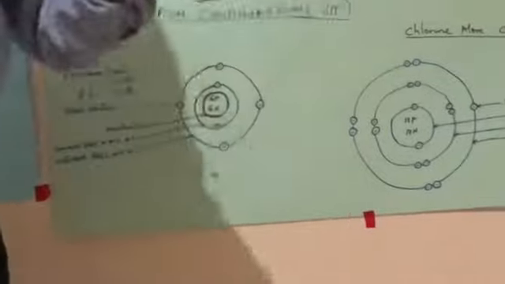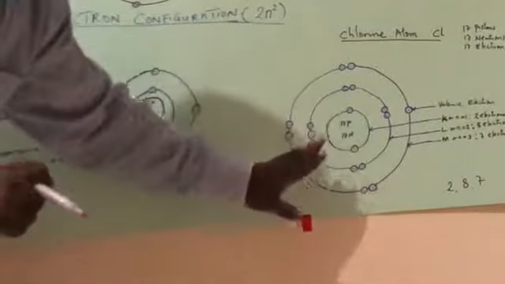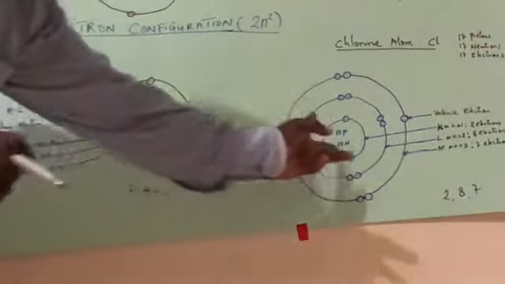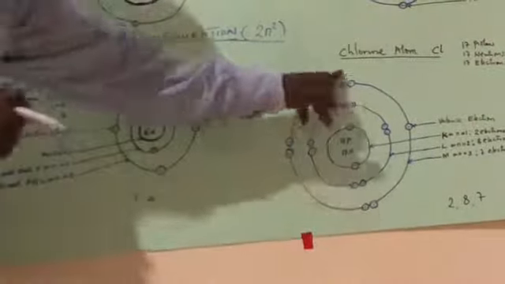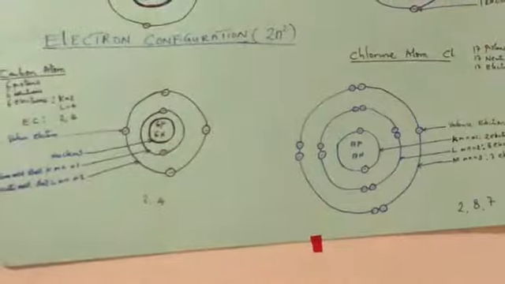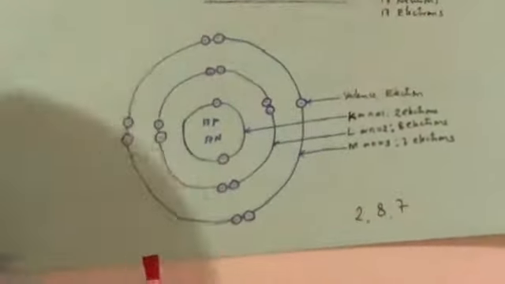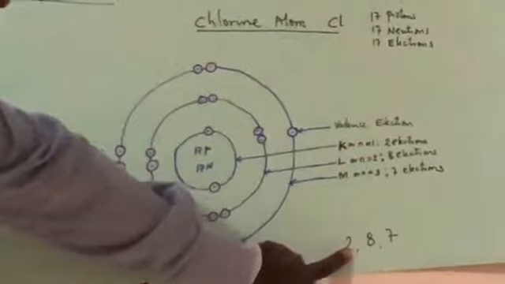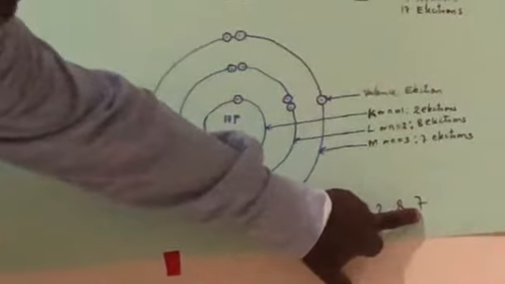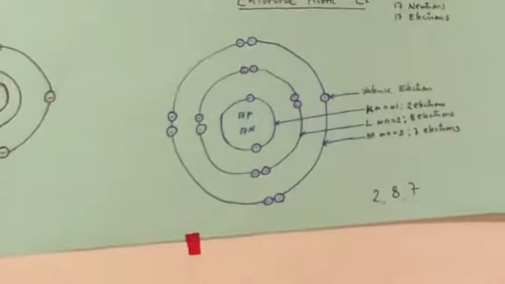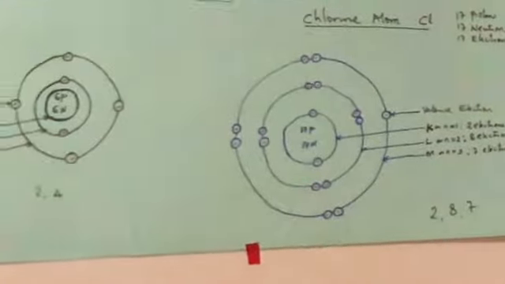Now, since it has 17 protons, it has 17 electrons. Therefore, the first shell is supposed to have 2 electrons, then the second shell is supposed to have 8, then the third shell is supposed to have 7 electrons. And this is how the electrons are represented in a configuration manner: 2 in the first shell, 8 in the second shell, and the valence shell with 7 valence electrons. This is how these are represented in an atom.